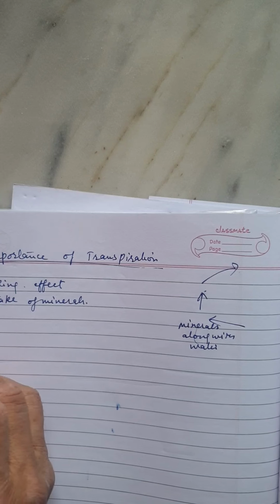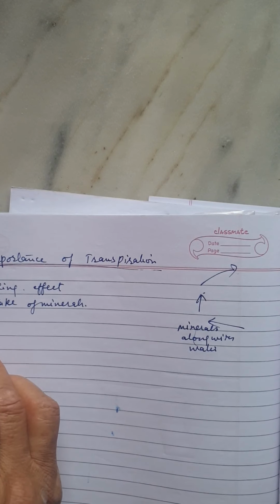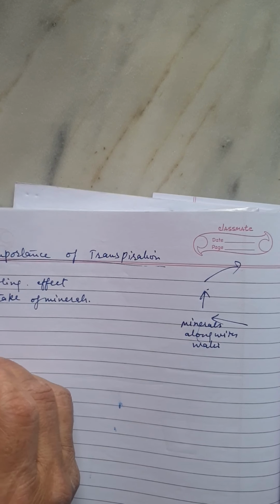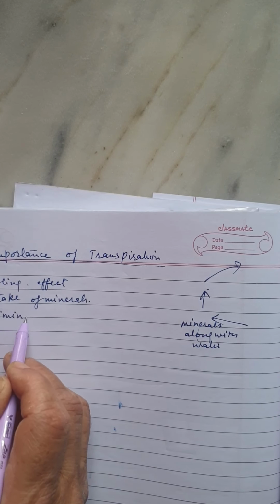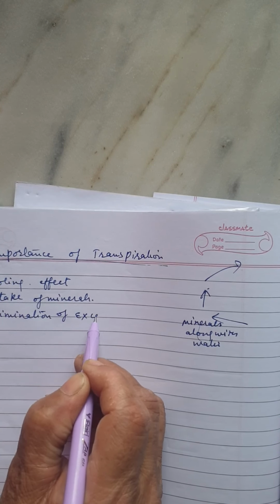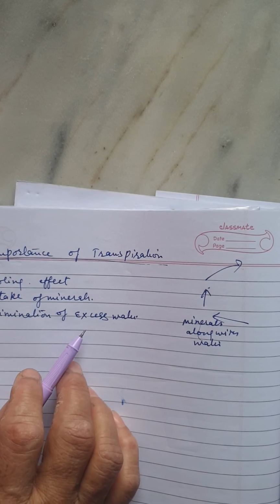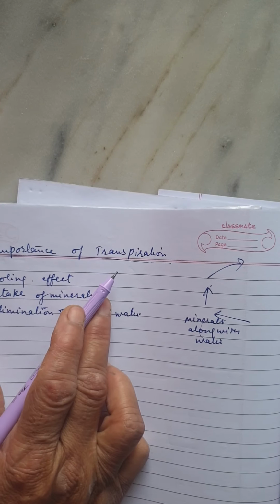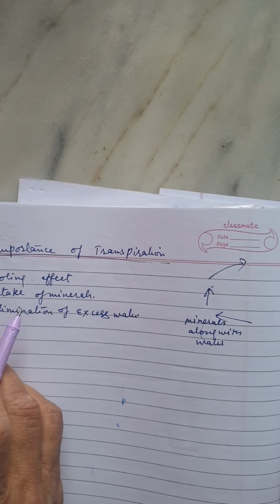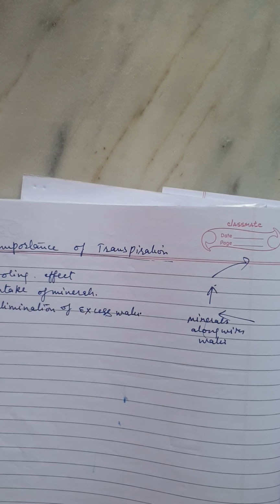And the third importance is that excess water is lost through the transpiration. So, elimination of excess water. If there is more water in the plant, it is lost by transpiration. So these are the three importances of transpiration.